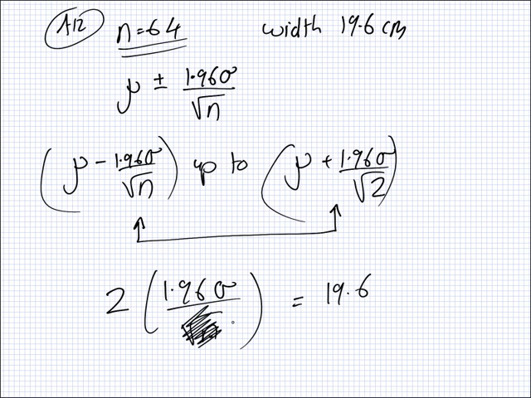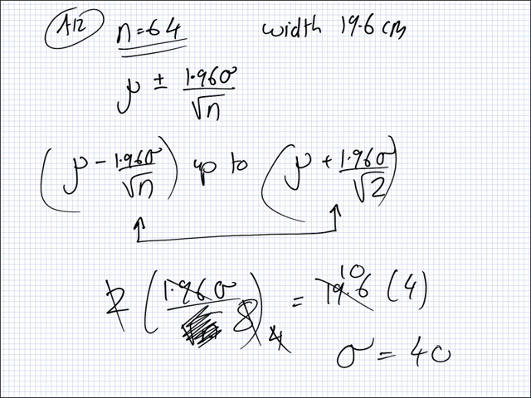So root 64 is 8. And 2 goes into 2 once, 2 goes into 8 4 times. I can bring my 4 up here. 1.96 goes into 1.96 once, and 1.96 goes into 19.6 10 times. So they chose the numbers, so you don't even need a calculator. Sigma is 40.